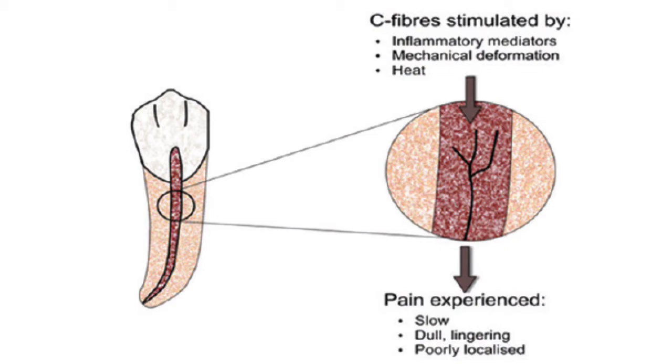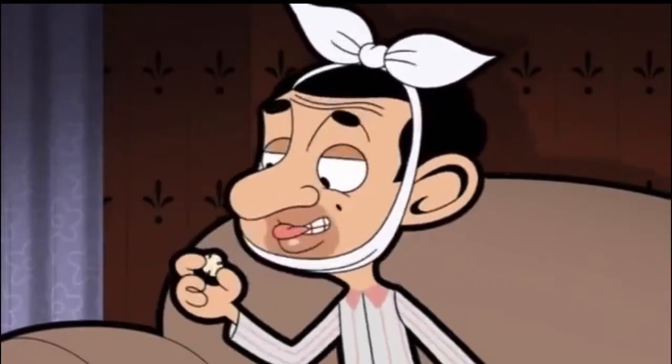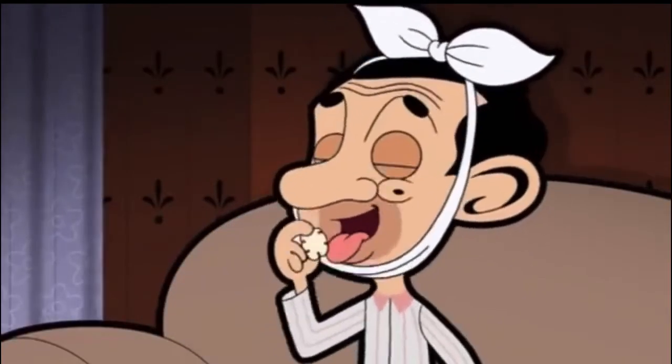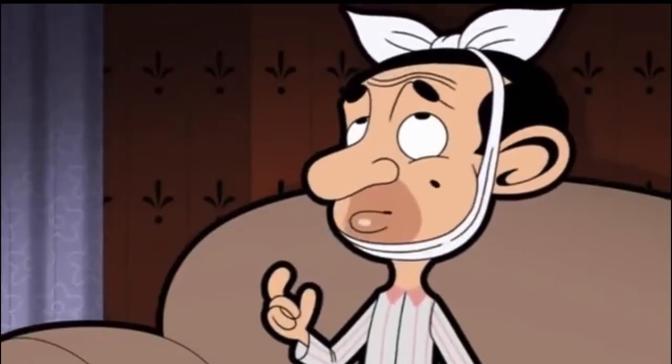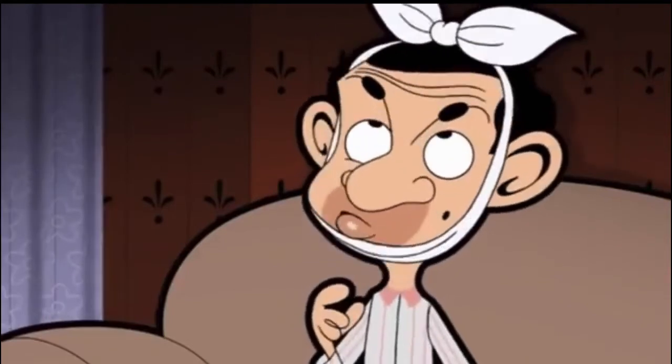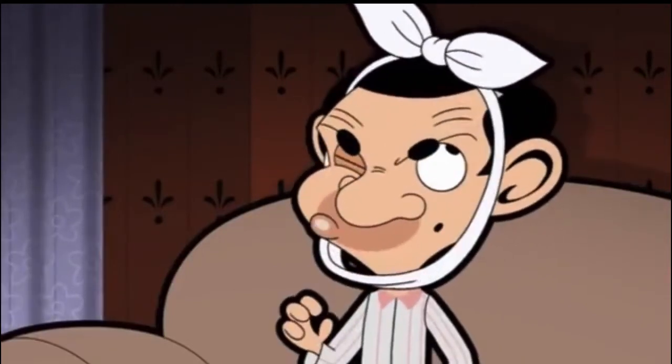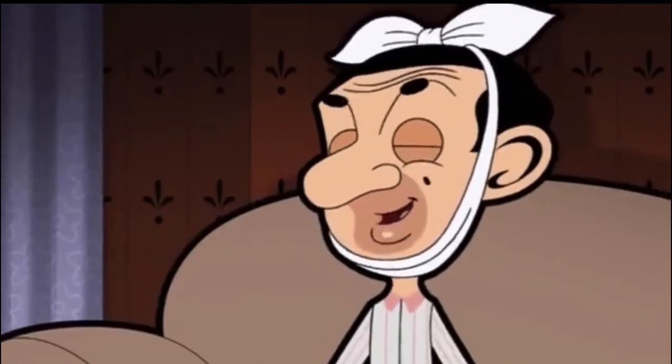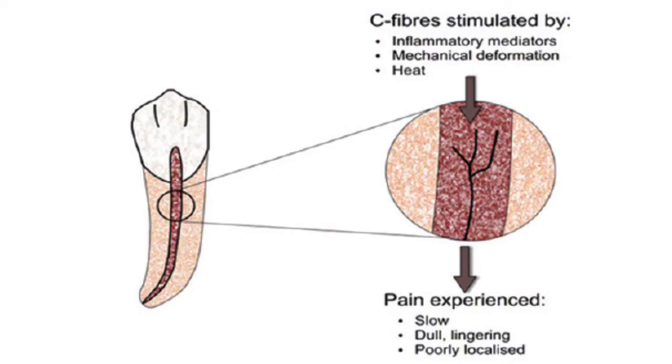Now coming to the second pain, that is the pulpitis pain, is more associated with the C fibers. C fibers are small, unmyelinated and afferent nerves. They are located centrally when compared to A delta fibers. They are in the pulp stroma, and usually they are associated with dull throbbing pain, and more associated with heat.